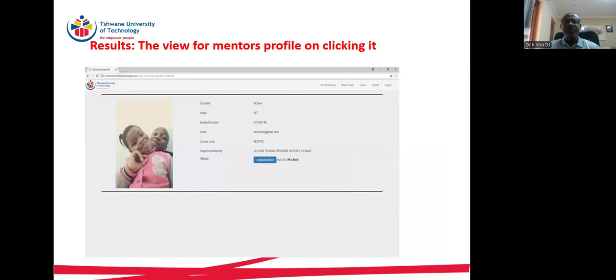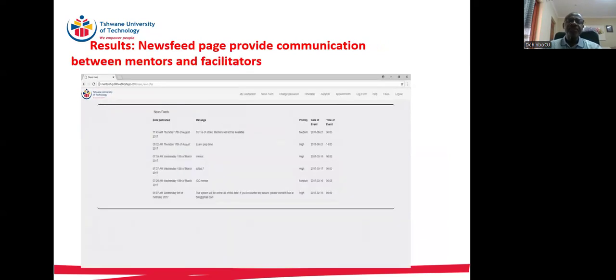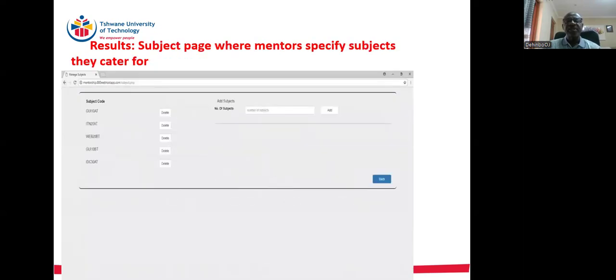So the mentors also give their profiles so that the student can see and say, okay, with this profile, I think I will be able to learn more effectively from this mentor. The interaction between them is also documented by the system on a newsfeed page, which provides the communication between the mentors, between the mentors and the mentees, as well as between the mentors and the facilitators, so that in future, we can go back and refer to information and communication that have taken place towards being able to evaluate the progress of the system.